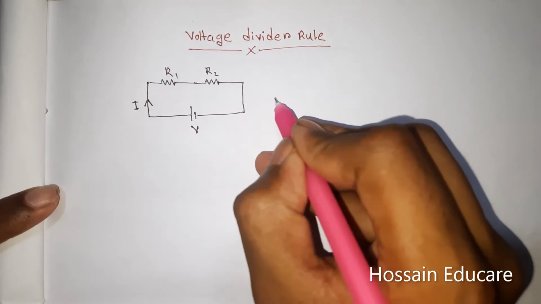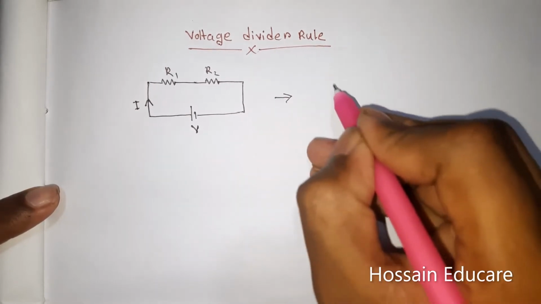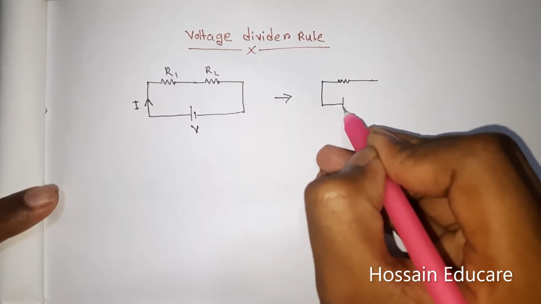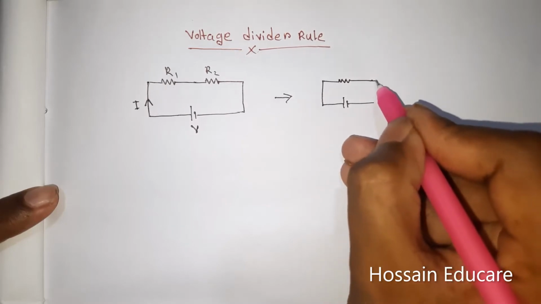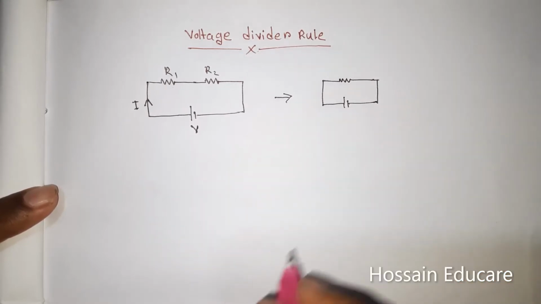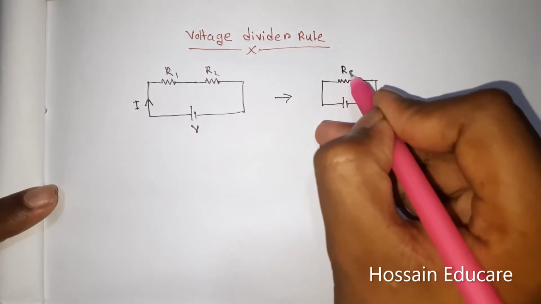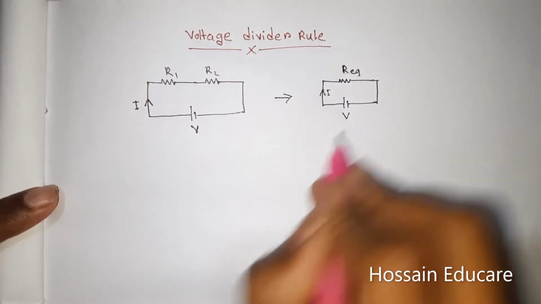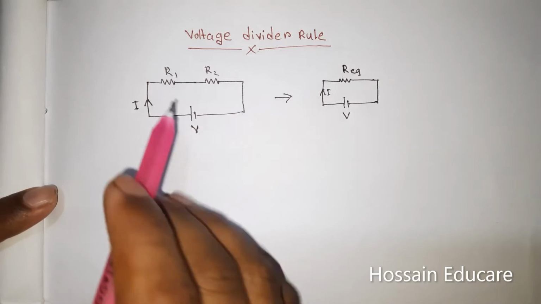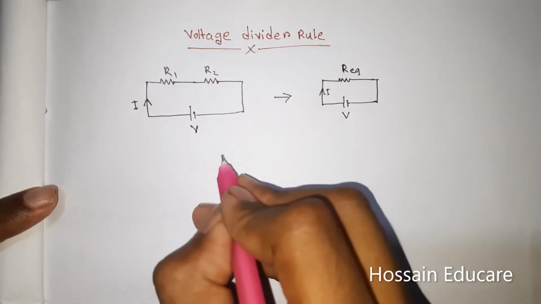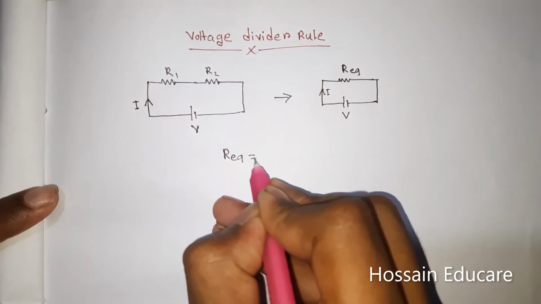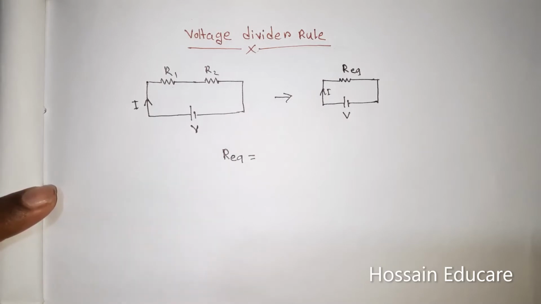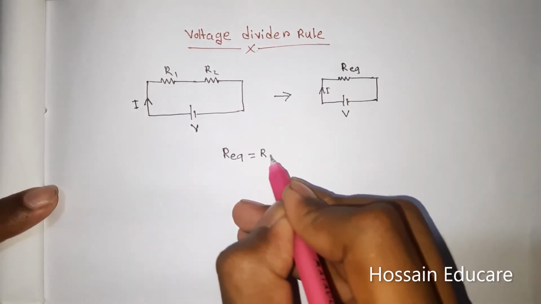The equivalent circuit of this circuit is a single equivalent resistor with a voltage source, the current I and the voltage V. Here the equivalent resistance R equivalent is equal to the summation of the resistances of the first circuit. That means R equivalent is equal to R1 plus R2.